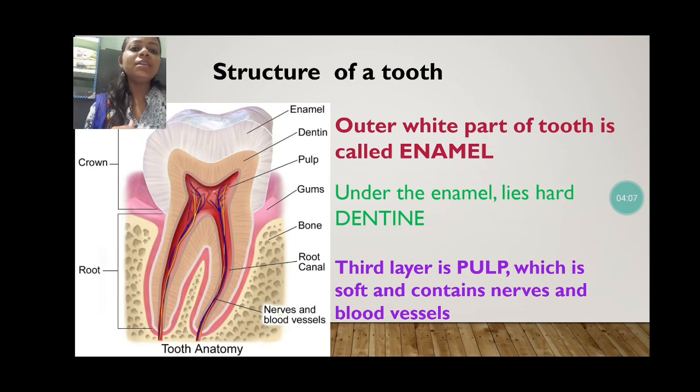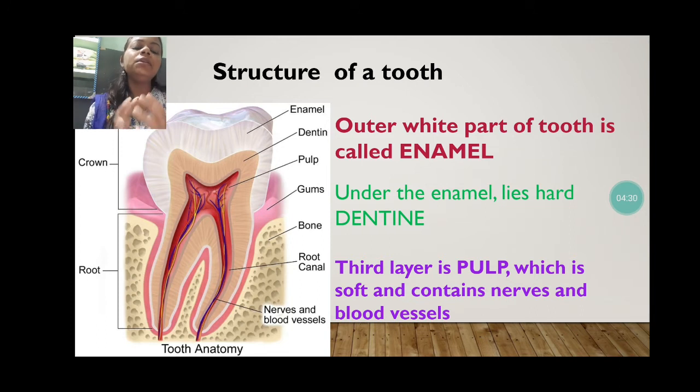Okay, so these nerves and the blood vessels are attached with the blood vessels inside that, as you can see, and that's why if we are having pain, we can feel that very strongly. So mostly the layers of the tooth are three. First is enamel, second is dentine, and third is pulp.